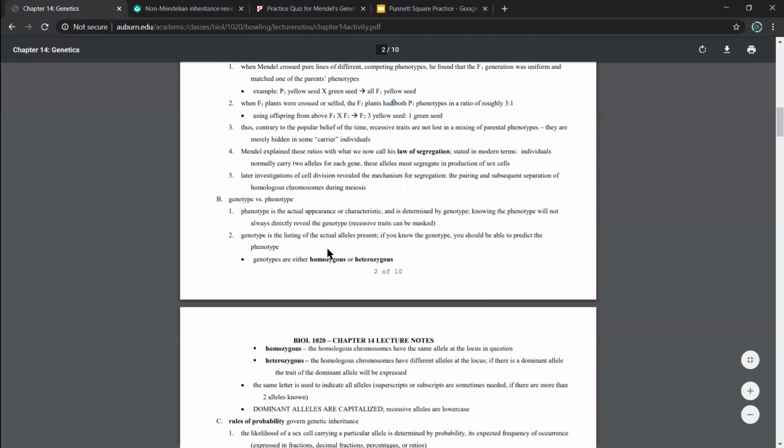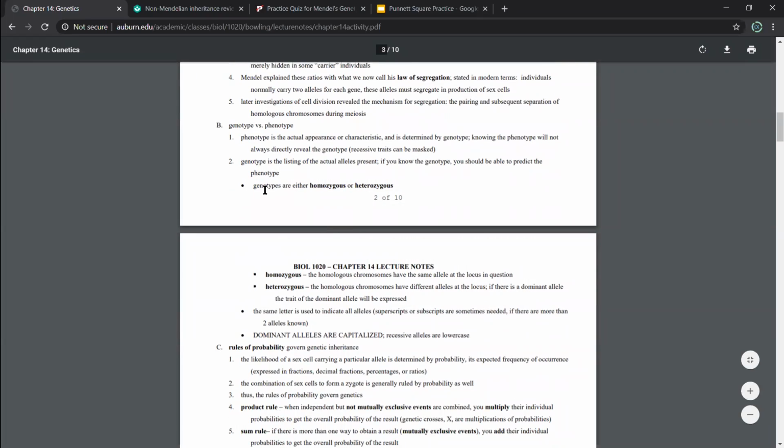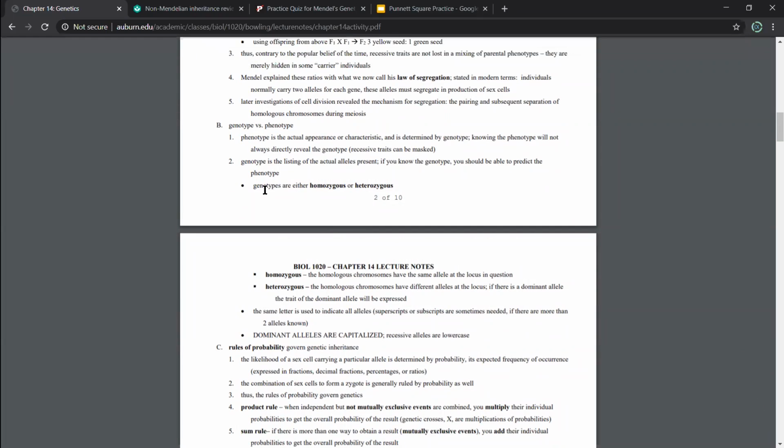So this is genotype versus phenotype. We already covered that, but this is something important about genotypes, how we classify genotypes. They're either homozygous or heterozygous. Homozygous means that the genes have the same version of the allele.